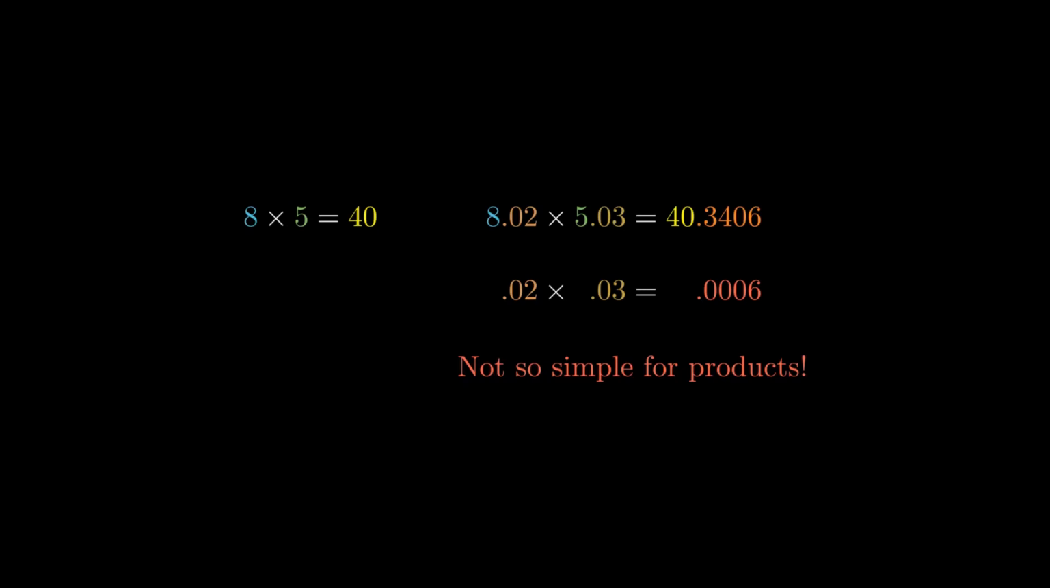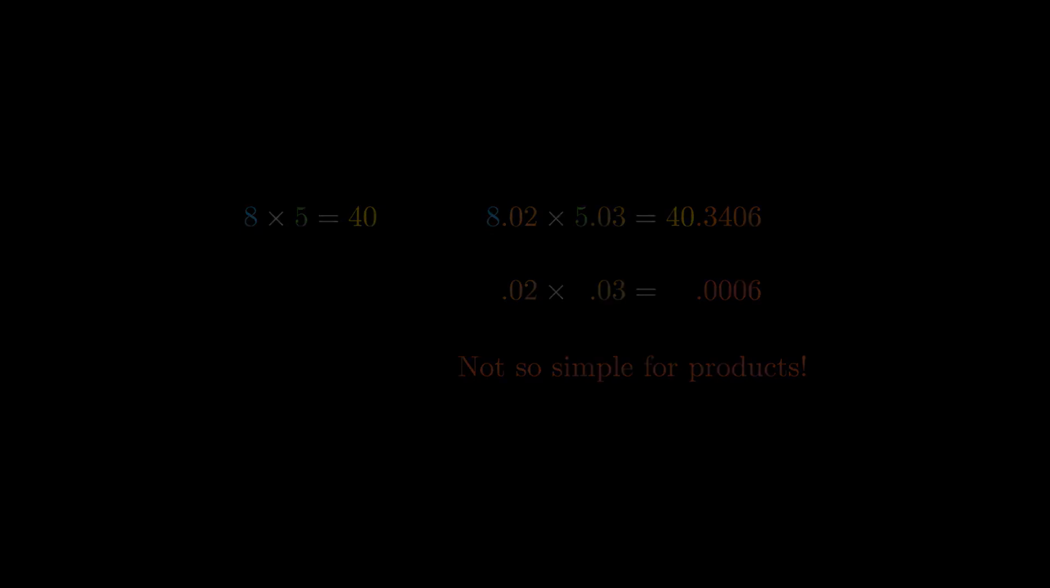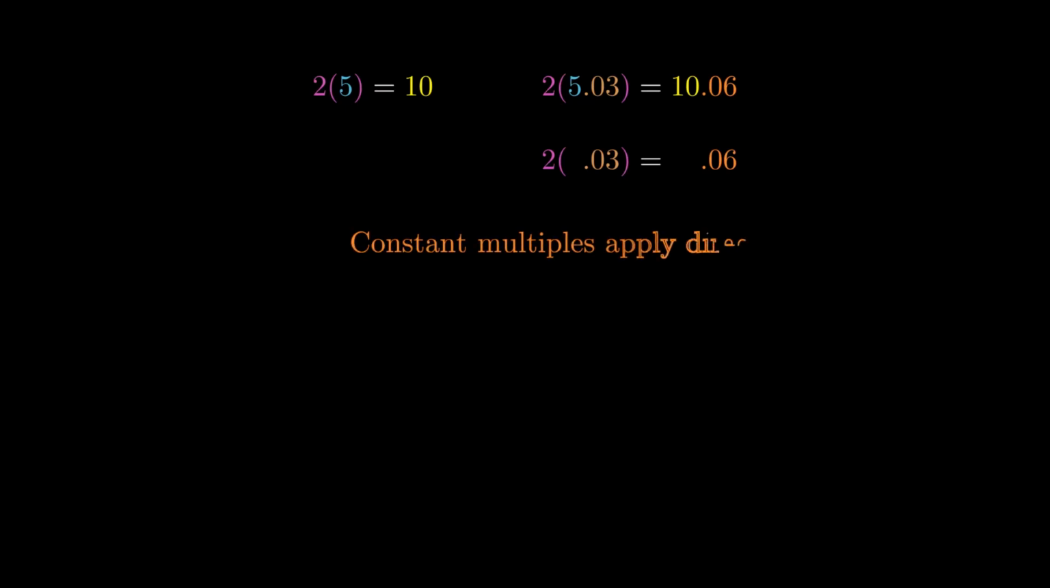One thing we can salvage though is when we multiply by a constant number. So not two different functions of x, but when we multiply just by a constant number. So here, doubling 5 is obviously 10. But if we just push the 5 across, say by 0.03 again, then the answer is 10.06. And it is true that this total change of 0.06 came from simply doubling the change of 0.03. So we can say constant multiples apply directly to changes like that.